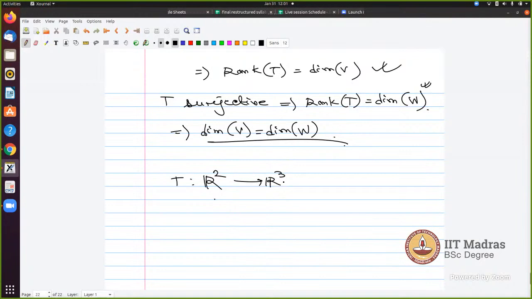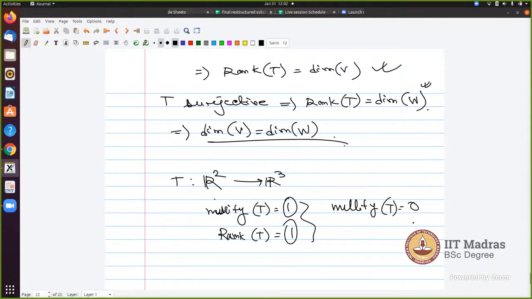The rank can be 2. In this case, nullity can be 1 and even rank can be 1. This case can occur, right? So it is neither injective nor surjective. 1 plus 1 equals 2, so this can happen. Even this can also happen.